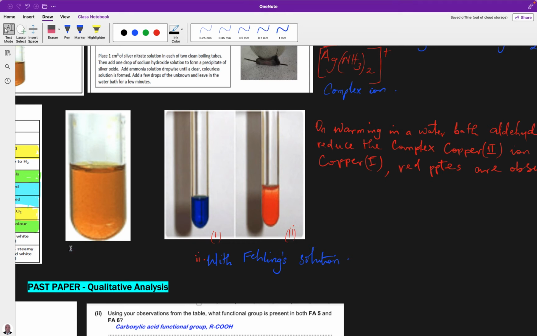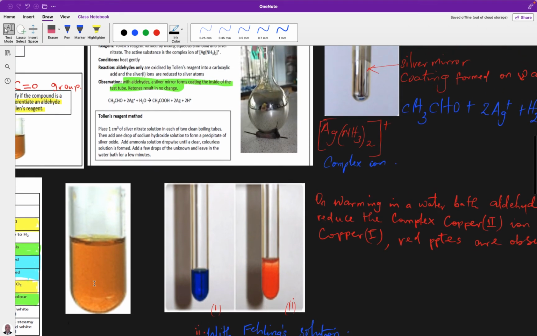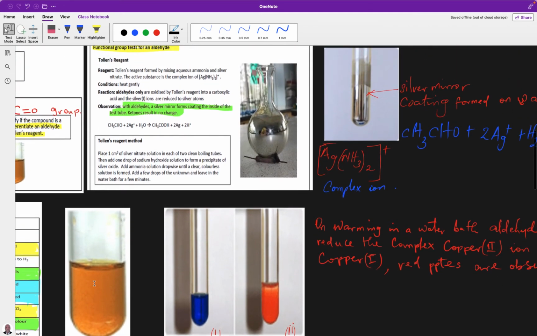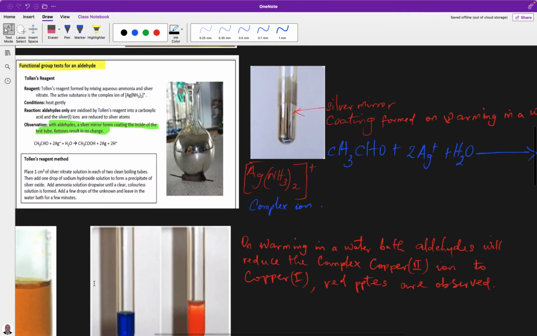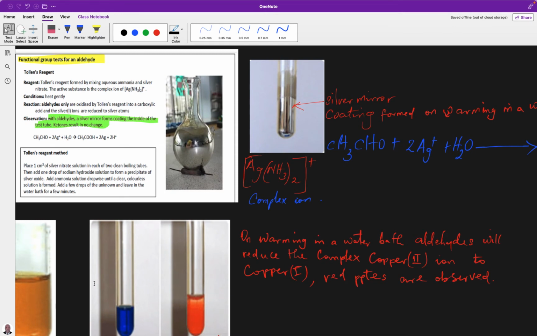We have the Tollens reagent, and we have the Fehling's solution. Now, we have two test tubes for the Tollens reagent. The Tollens reagent is a complex ion containing ammonia and silver. It's a diamminesilver(I) ion.